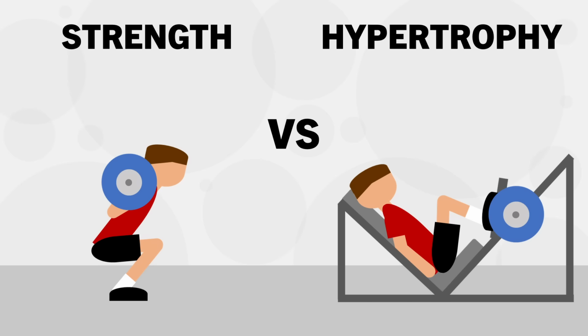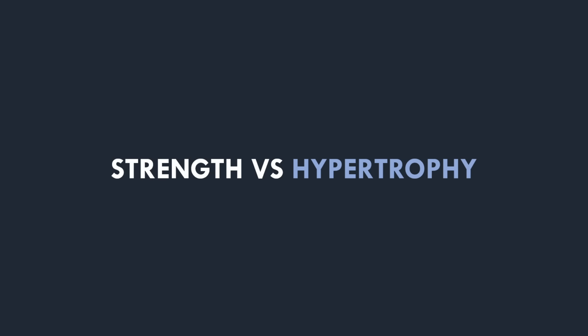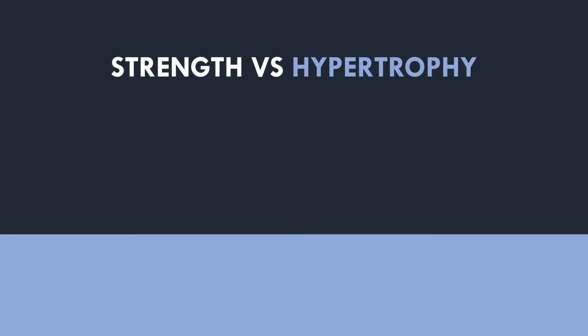Strength and hypertrophy are two different adaptations, so when training for each, variables should be manipulated to maximize whichever adaptation we are trying to achieve. In this video, we will cover how exercise selection may differ when training for strength versus hypertrophy. First, we need to cover what exactly strength and hypertrophy are.